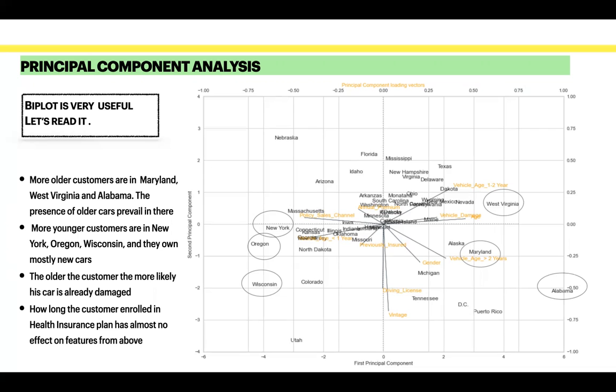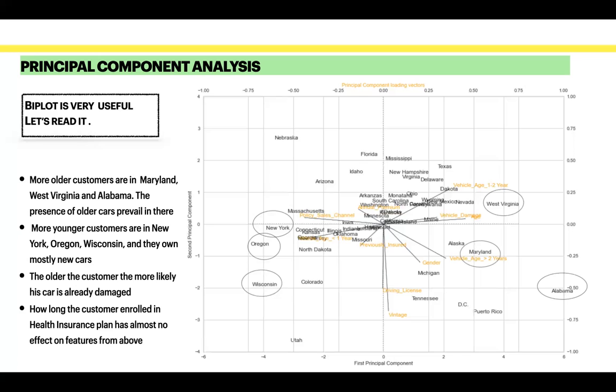And we can conclude with that that older customers live in these states, and they own cars mostly older than 1 year. While on the left side of the biplot, you could see states like New York, Wisconsin, and Oregon. Because they are assigned the lower negative scores, we could conclude the opposite: that the youngest customers live in these states, and they own mostly cars younger than 1 year.